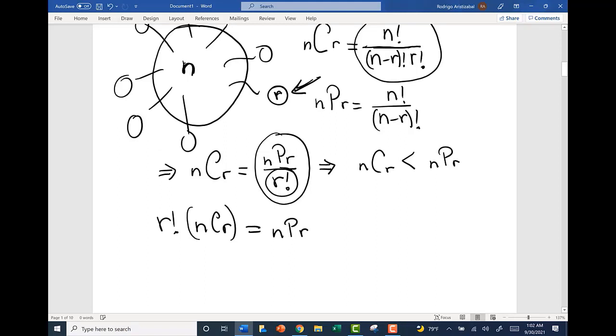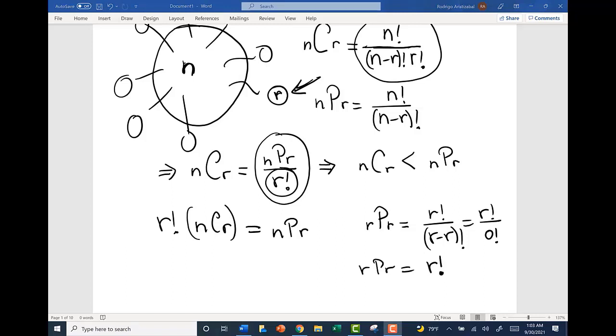In this combination with r items, if we want to order those r items, then if we apply the formula for permutation for r items, we have r factorial divided by r minus r factorial, which is equal to r factorial divided by 0 factorial. By definition, 0 factorial is equal to 1, so this is equal to r factorial. Then for each combination we have r factorial permutations. Then when we multiply the total of combinations by r factorial, we obtain the total number of permutations.